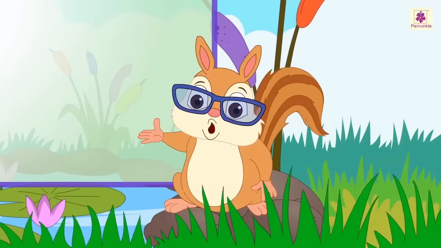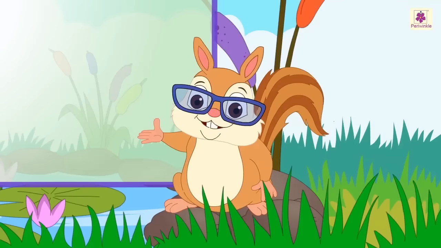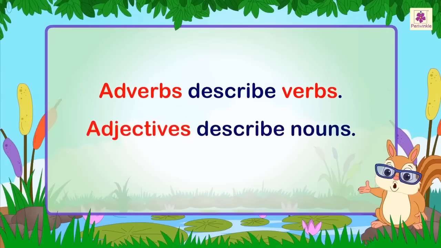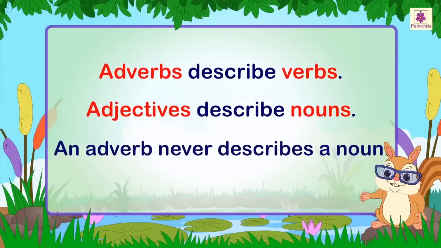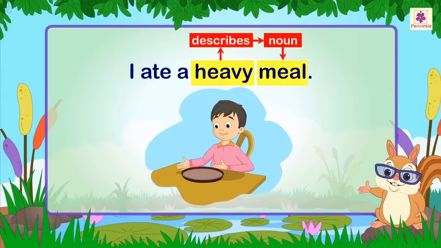Ricky often gets confused between adverbs and adjectives. Nikki tells him to remember the following. Adverbs describe verbs. Adjectives describe nouns. An adverb never describes a noun. For example, I ate a heavy meal. Here, the word heavy describes the noun meal.